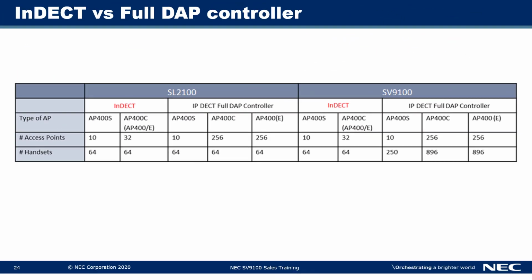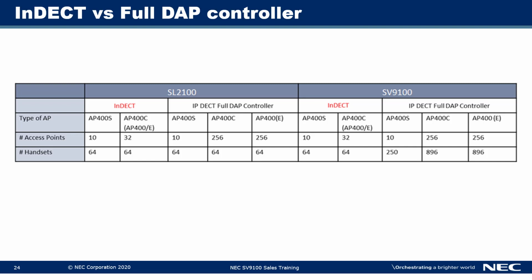In terms of available capacities, we're providing you a chart here which compares the capabilities of SL2100 and SV9100. Focusing on 9100 for a moment, what you'll see is that for an InDECT solution using an AP400S as an example, we can have up to 10 access points supported by the system and up to 64 handsets. For most SMB applications, this is more than sufficient. But please note that using different DECT access points, the 400C and the 400, we can go up to 32 access points in addition to 64 handsets. What that means is we can provide much more coverage to a site if it is geographically larger. Should you require more handsets or even more access points, you would need to go to a full DAP controller. In other words, an external server hanging off of the system.